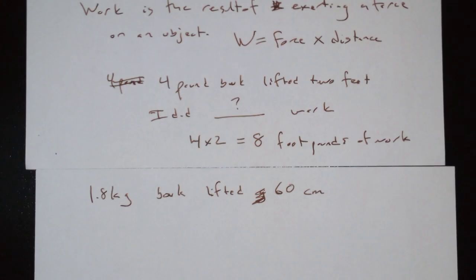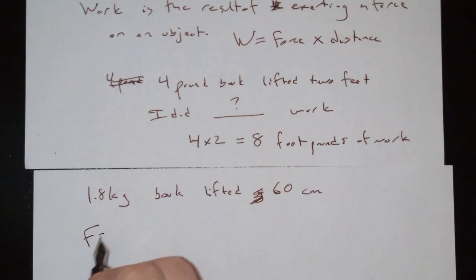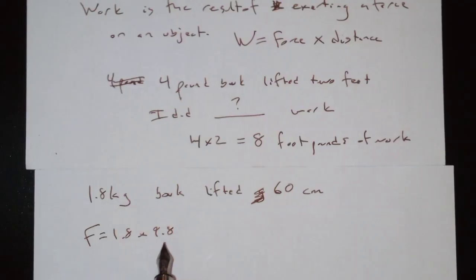So if I want to multiply, I need to multiply the 1.8 times 9.8. That gives me kilograms meters per second squared. That gives me newtons. I don't have force otherwise.